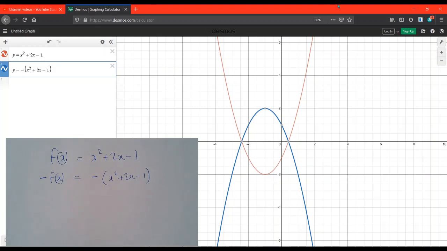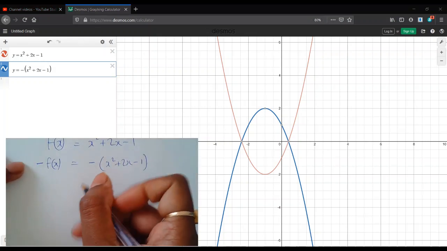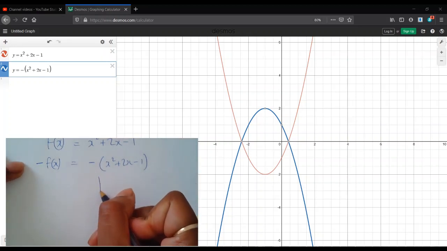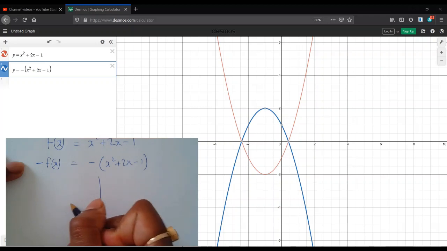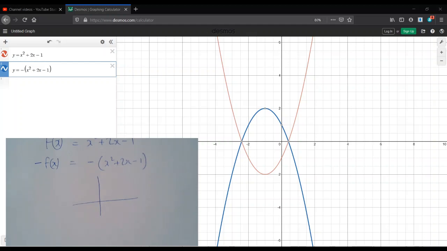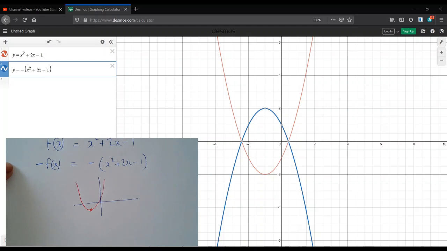The graph, the original f of x graph, has been reflected on the x-axis. It's a reflection. So all the coordinates get reflected. If you look back at the corner, let's suppose we can use that as an example. That's the red one, the minimum point.